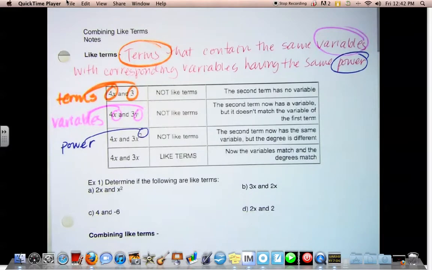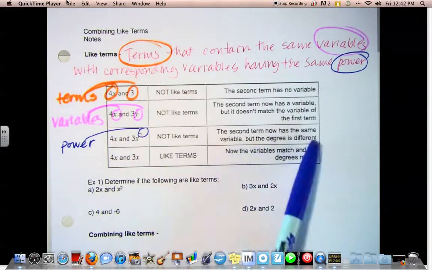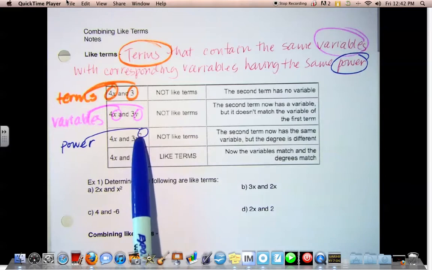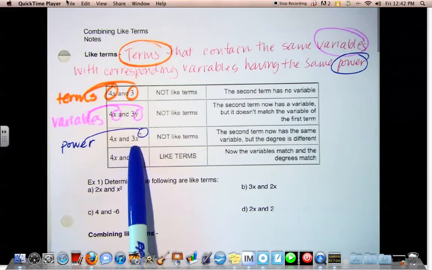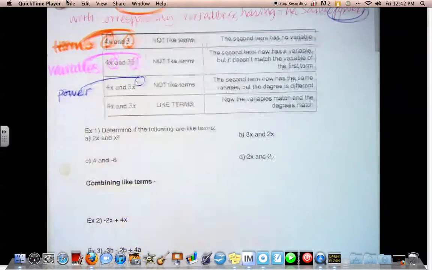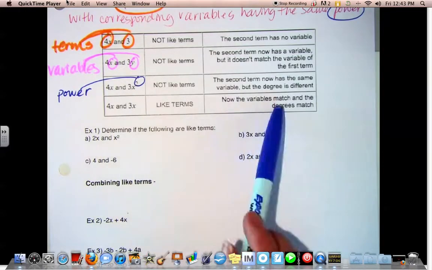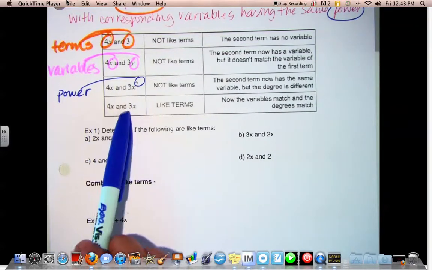4x and 3x squared are not like terms because the second term now has the same variable, but the degree is different. This is raised to the first power, even though the 1's not there. This is raised to the second power. Cannot add or subtract them because they're not like terms. 4x and 3x are like terms. Now the variables match and the degrees match. So if we were to add these, we would add the numbers that are in front.